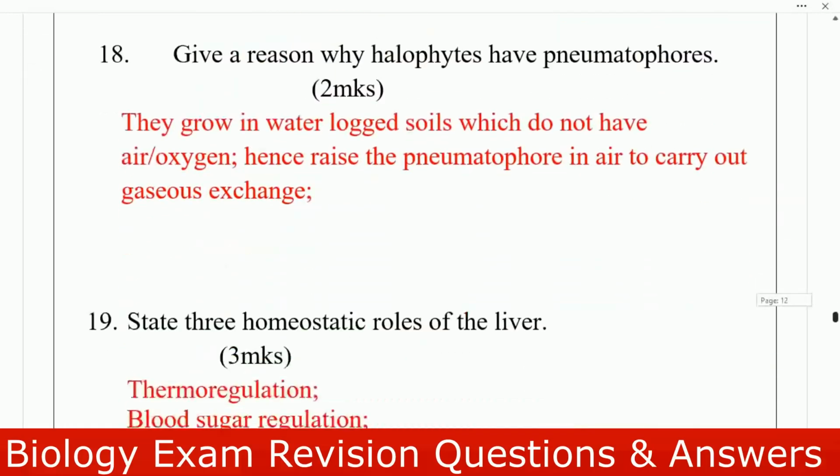You go to number 18. Give a reason why halophytes have pneumatophores. They grow in waterlogged soils which do not have air oxygen, hence rise there in air to carry out gaseous exchange. So the structures are used for gaseous exchange.